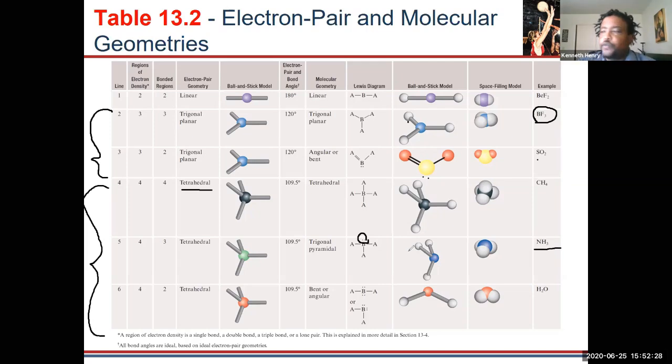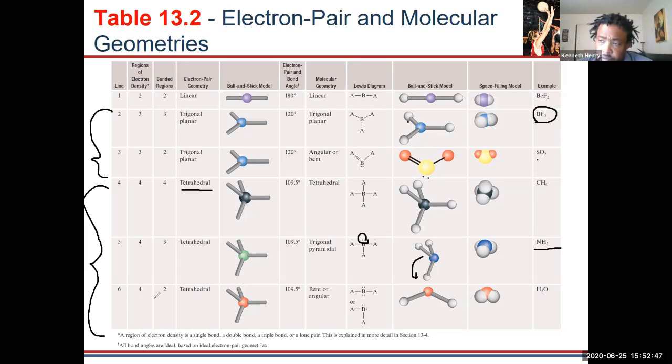So now you form what we call trigonal pyramidal, right? Basically, if you turn this flat, turn it in this direction, it looks like a little pyramid. And I'll show you a picture of that here in a second. Okay.